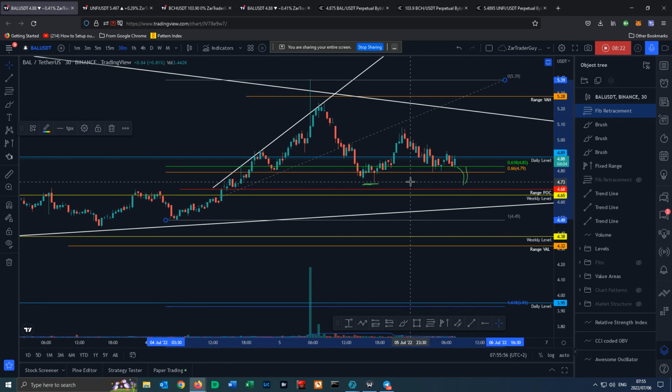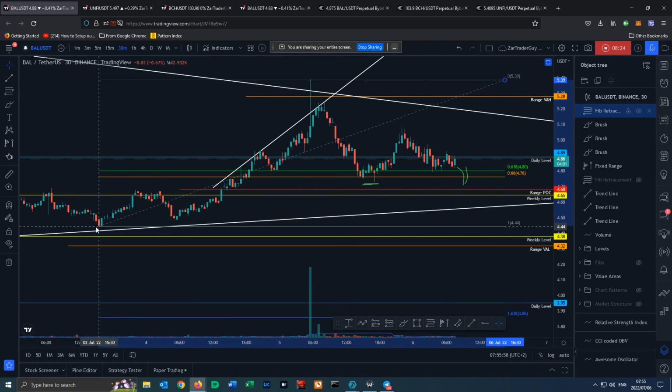So as you can see, we wick down there, and if we pull this fib a little bit further down, we're right in that area and also at the range POC. So the range POC is also acting as a support at the moment, and you can see we've got a weekly support level down there at 464. So I'm waiting for price to make a little bit of a move. Also watching Bitcoin. Bitcoin, if its price holds, then obviously the alts are going to hold. If the price goes up, most of the alts are going to go up.